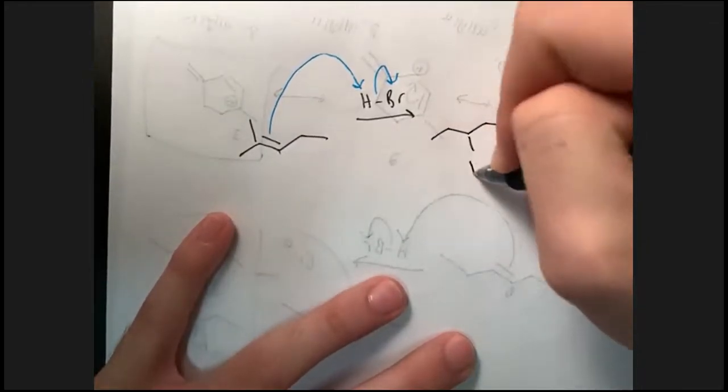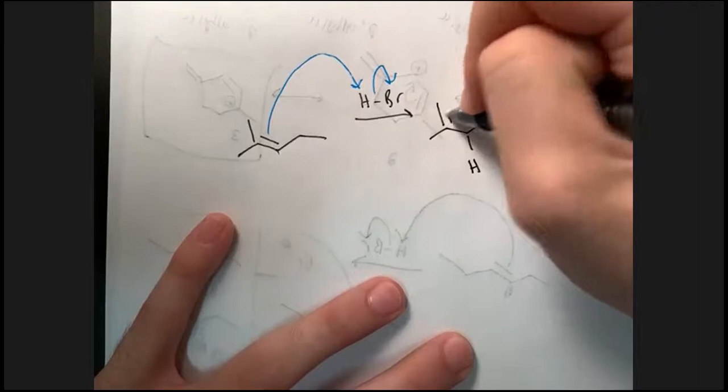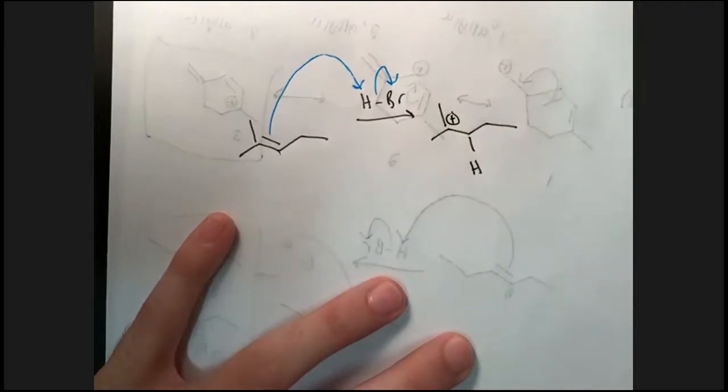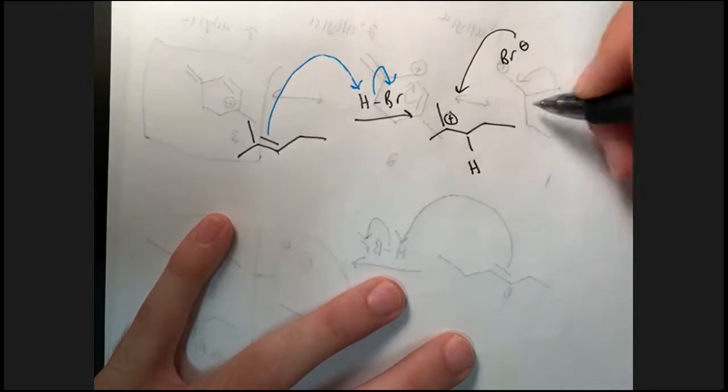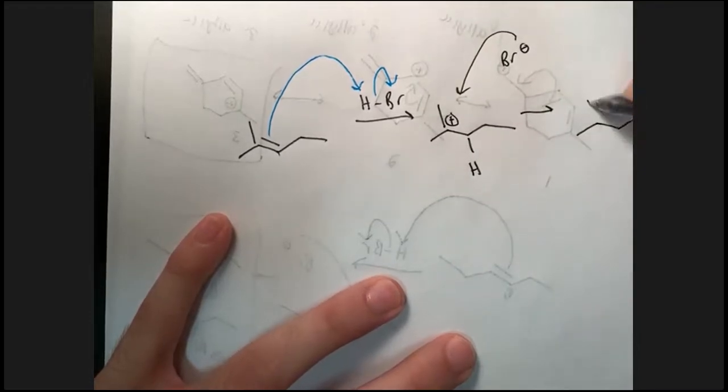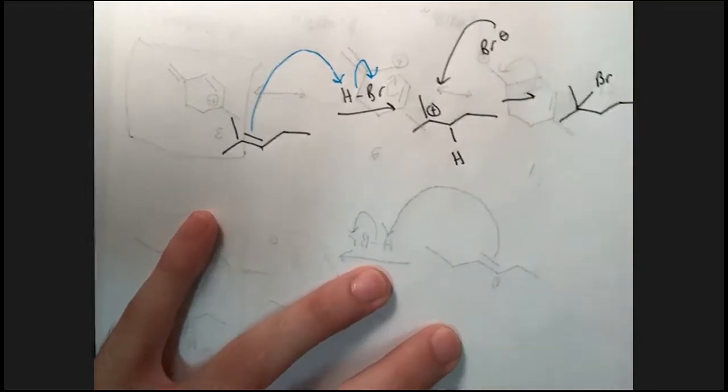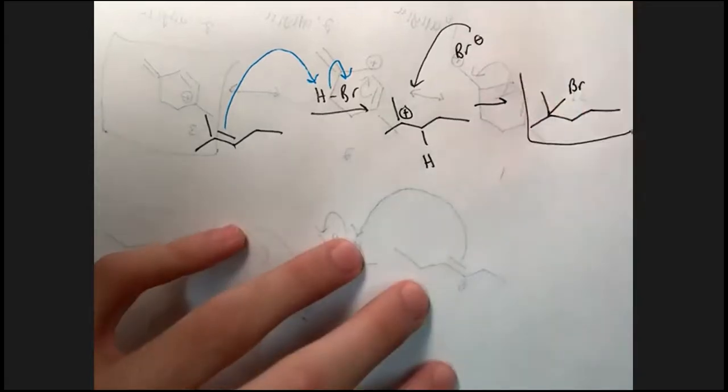I'm going to draw this in only now just to show you that that's where the hydrogen went. Then free bromide comes in and attacks at that position, so we get this structure. Did I generate a chiral center? No. So this is your only answer.